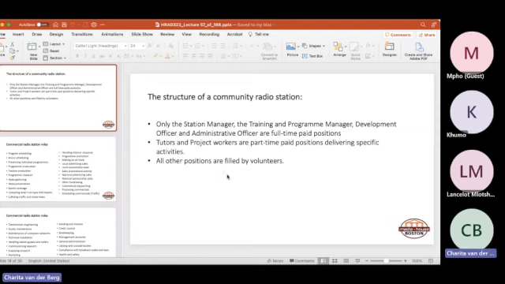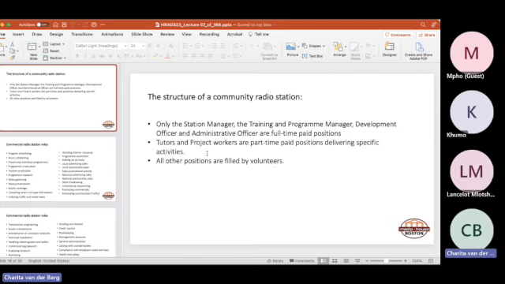Then the next one that gets paid there, the training and program manager. So they are responsible for coordinating radio skills training programs for the volunteers, for liaising with training partners, and the day-to-day programming outputs and functions of the station, including management of volunteers and trainees, music scheduling, overall management of pre-recorded promotional material, and management of your technical resources.